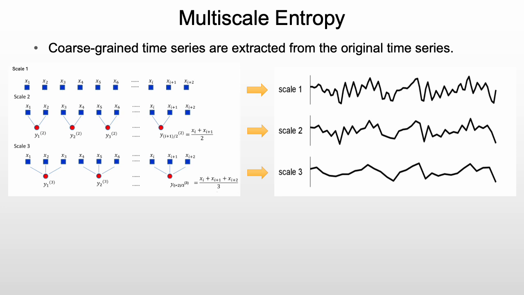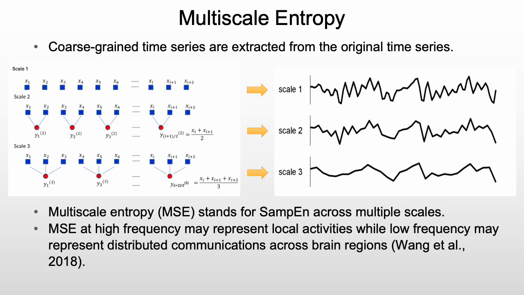In order to calculate multiscale entropy, coarse-grained time series are extracted from the original time series. Multiscale entropy stands for sample entropy across multiple scales. Here, lower scale number corresponds to higher frequency, and higher scale number corresponds to low frequency. It has been reported that MSE at high and low frequencies may represent local and distributed information processing across brain regions.